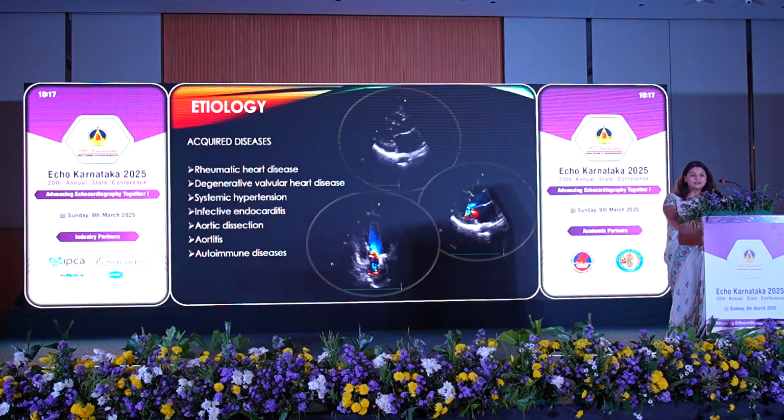Most common among the acquired diseases is rheumatic heart disease, which has other features of valve involvement: mitral involvement and secondary tricuspid regurgitation. Other common causes are degenerative valvular heart disease, where you can see a more calcified aortic valve with a combined AS-AR-like pattern. This is less common but still very frequently encountered in clinical practice.